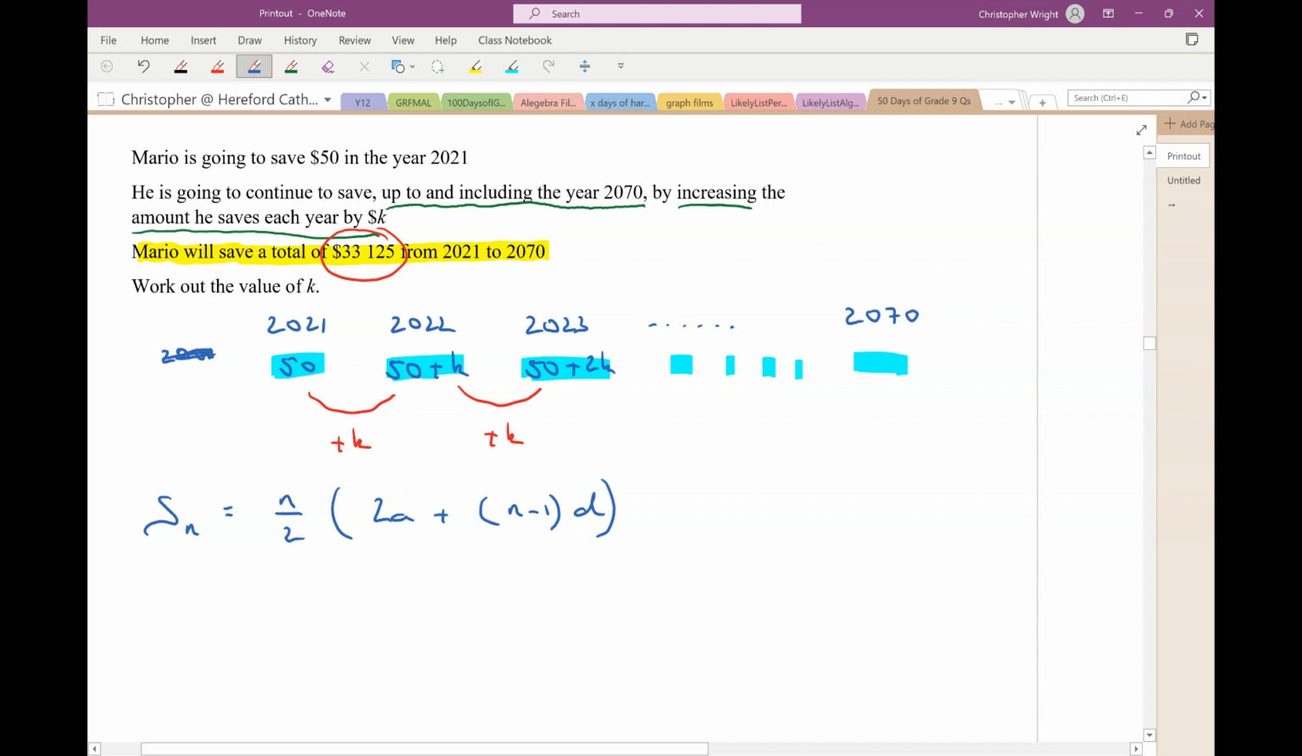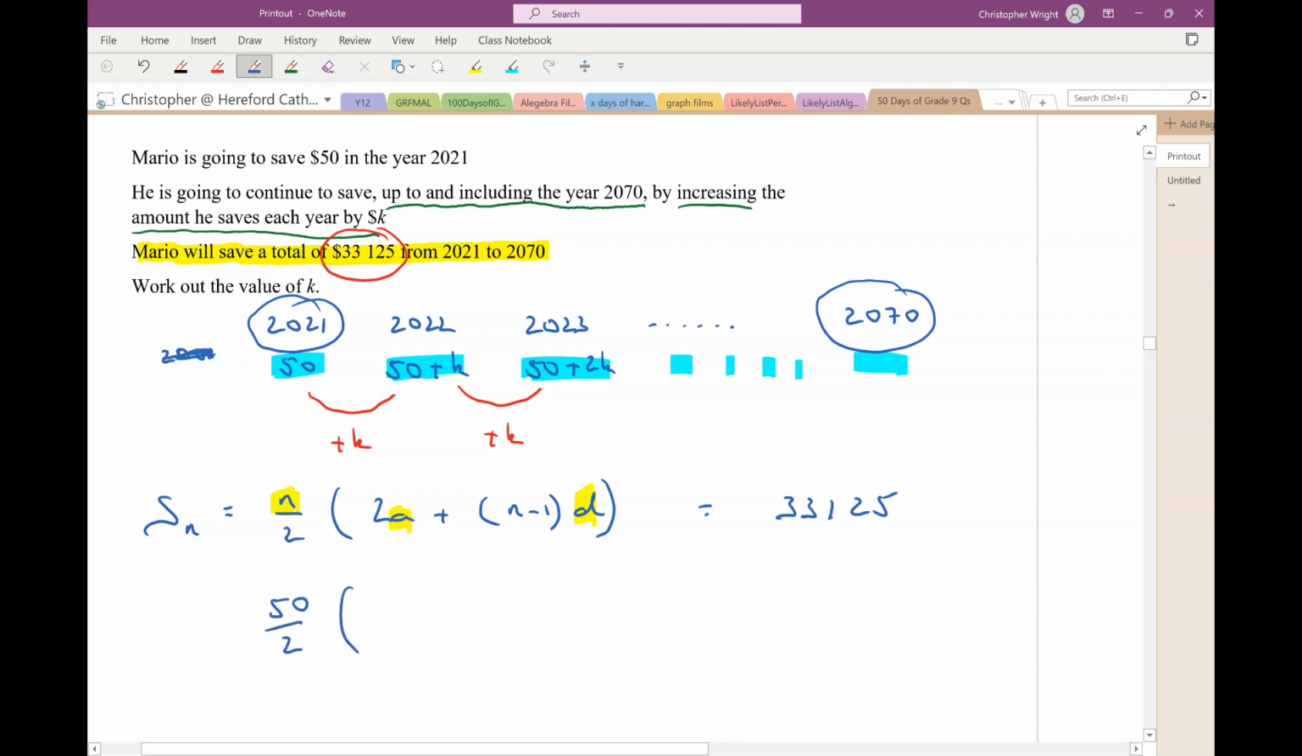And we know that in our case, that total is 33,125. Now, do we know n? Do we know a? And do we know d? Let's have a look and see. So we know n because we've got how many terms from 2021 up to 2070. So I'm going to do 2070 minus 2020 to give me 50. So there are going to be 50 terms of this sequence. So n is 50. So it's going to be 50 over 2.